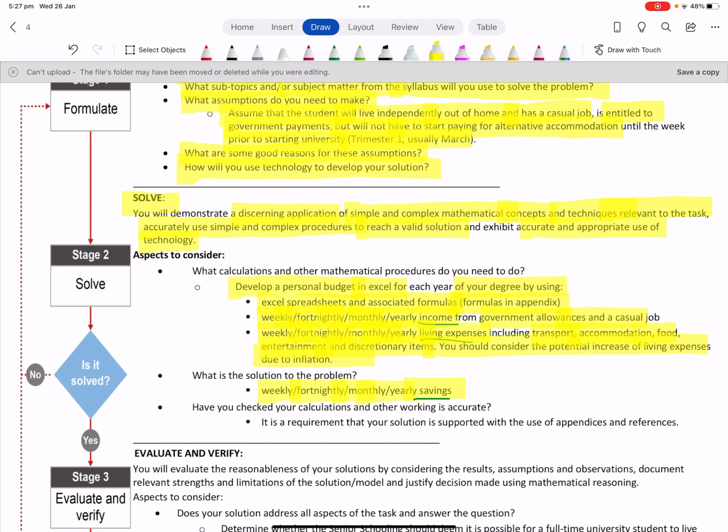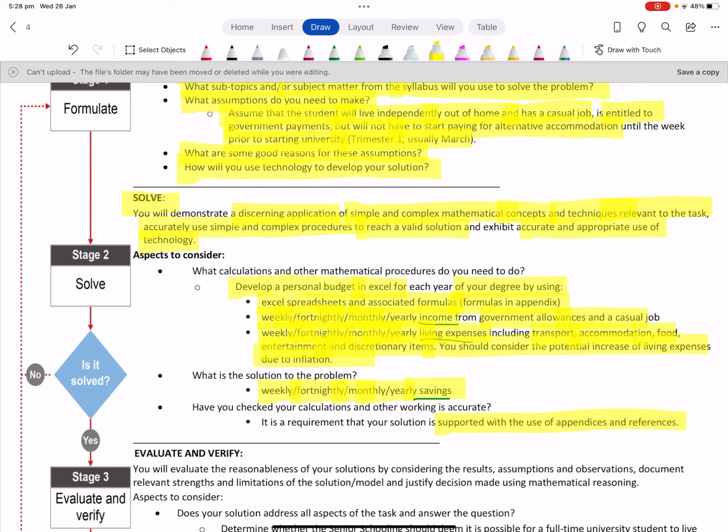So have you checked your calculations and other working is accurate? It's a requirement that your solution is supported with the use of appendices and references. So we don't want to just think that you've just made up some kind of a food amount from thin air. We want a bit of evidence there. So some of the appendices may include pictures that you've found from the internet to give you some information about maybe how much some of these things might cost a university student. And again, in the appendices, we would like you to be putting that formula mode in from Excel. So hopefully that makes sense.